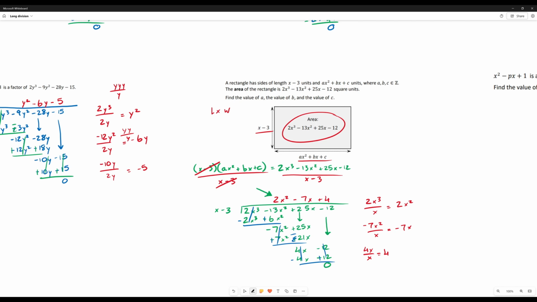Now, if they were being particularly cruel, they would want you to actually write A is equal to 2, B is equal to minus 7. Keep in mind that the minus 7 is what's in front of the X, and they said B is the guy in front of the X. I know they have a plus on the B, but that doesn't mean anything. Don't worry about it. C is equal to the 4. And that's that question done.